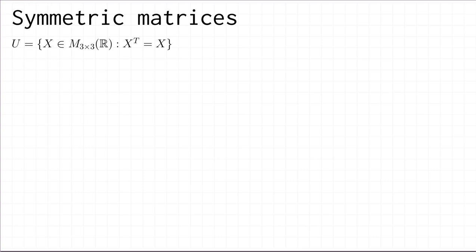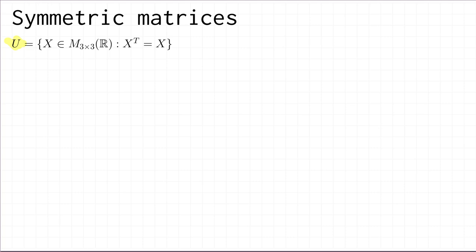And for our final example, we return to some matrices. We're going to look at what are called symmetric matrices. So a matrix is symmetric if and only if it's equal to its own transpose. And you can see that our set U is the set of all 3 by 3 real matrices which are equal to their own transpose. So all 3 by 3 symmetric real matrices.